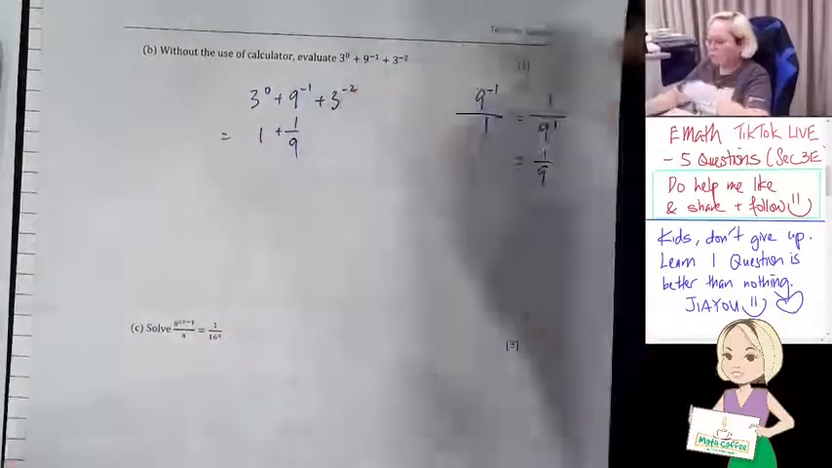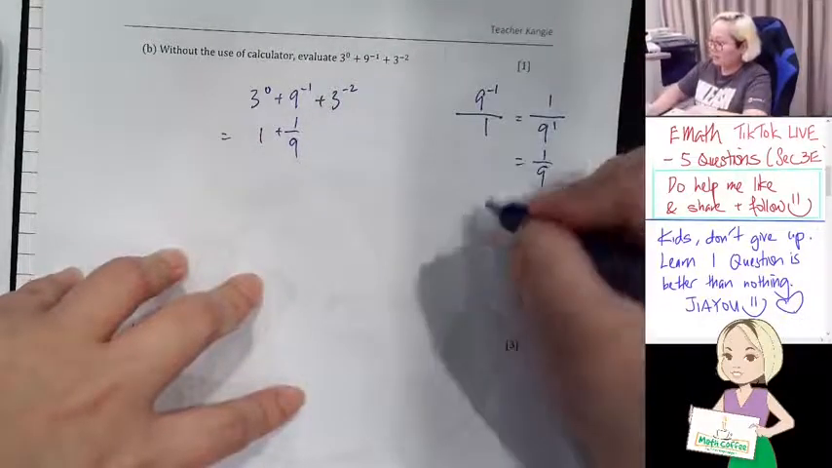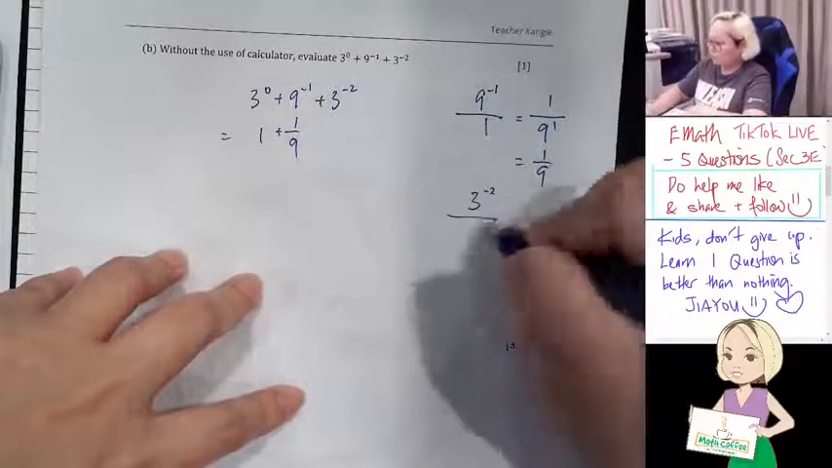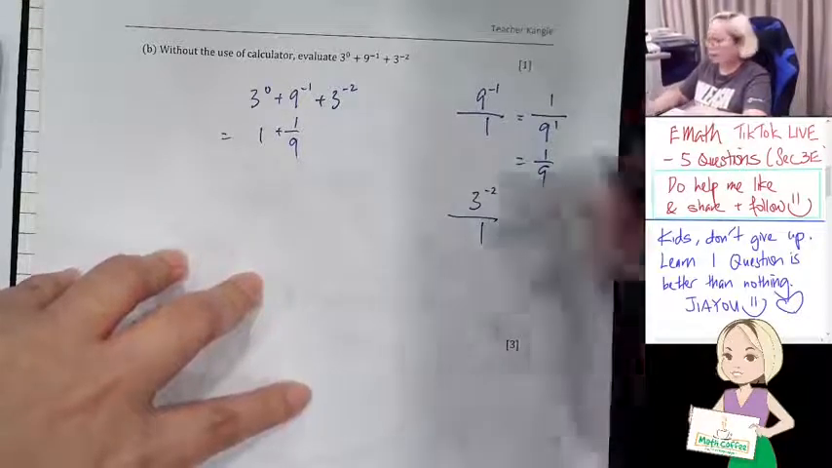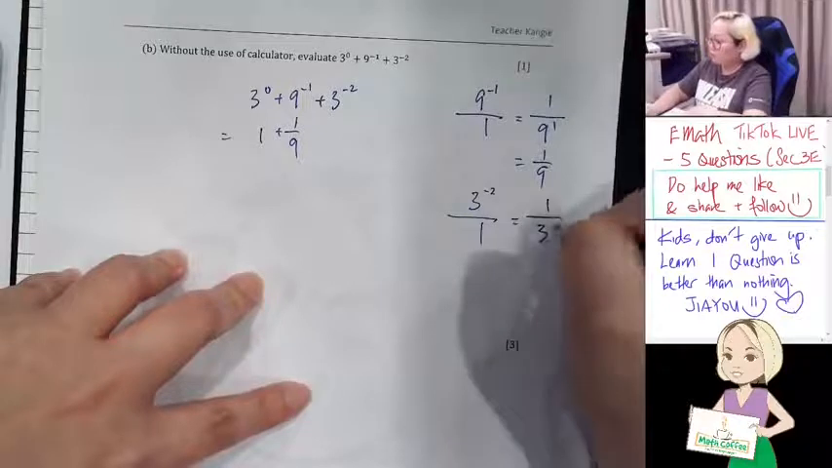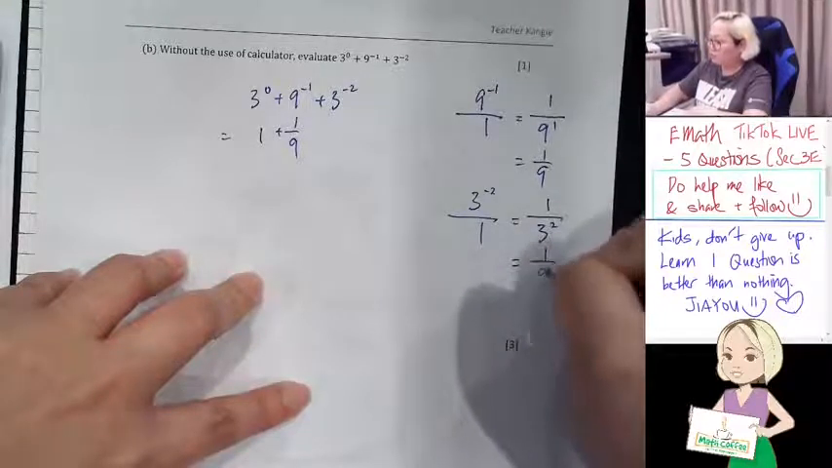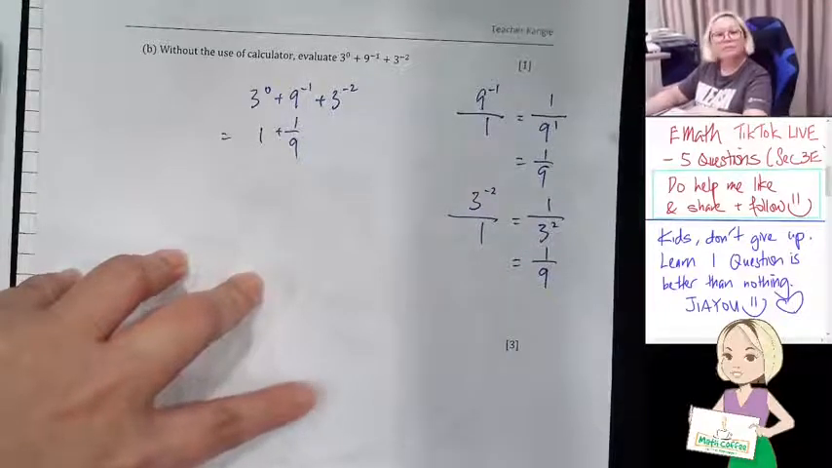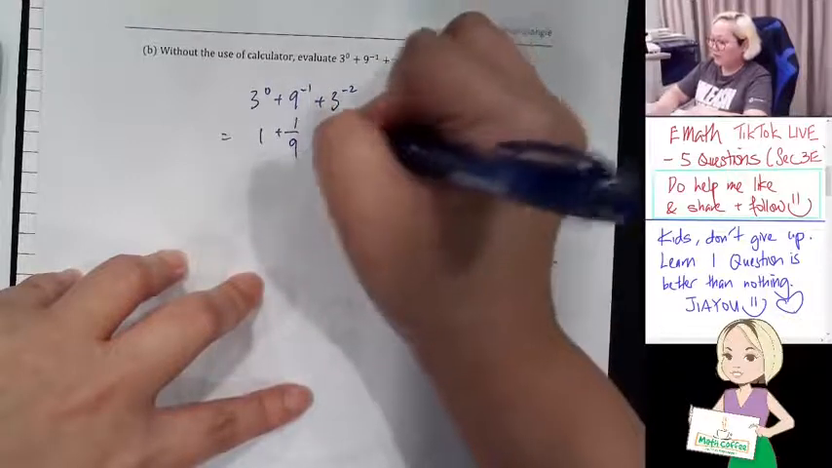This one, what do I do? Is the same thing. So at the side, 3 to the power of minus 2, like that, right? So I'm going to bring it down. So now it becomes 1 over 3 to the power of 2. And 3 to the power of 2 is 9. So it's also 1 over 9. So over here, this is plus 1 over 9.